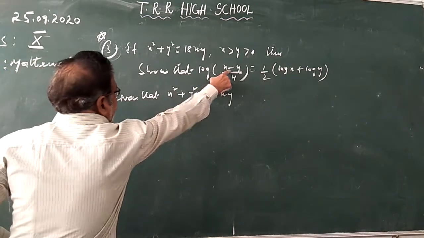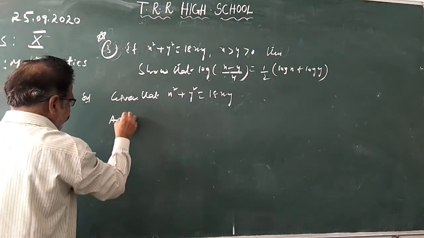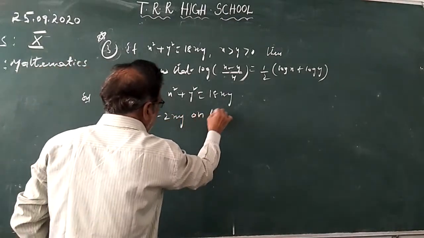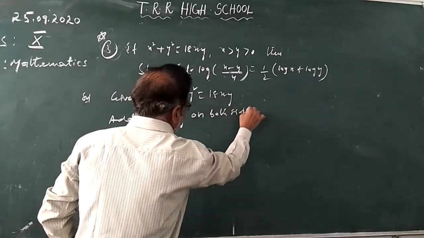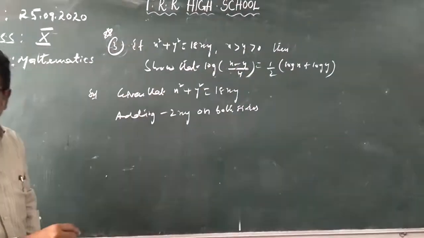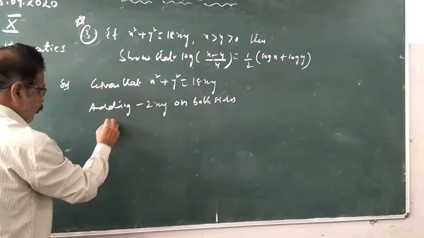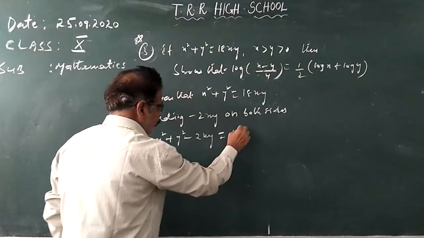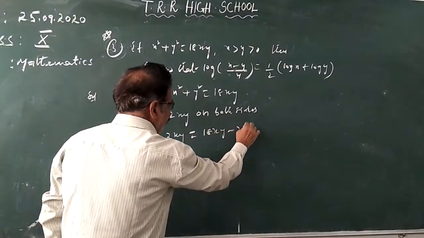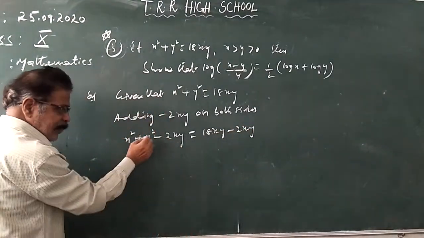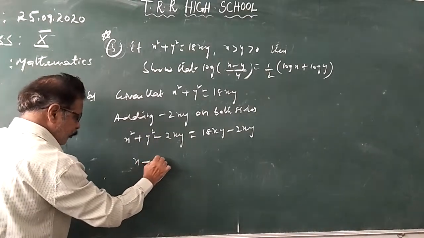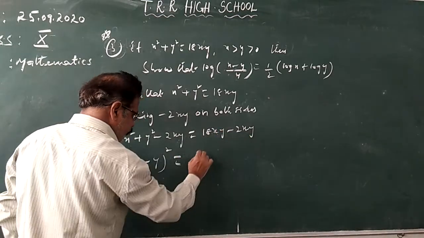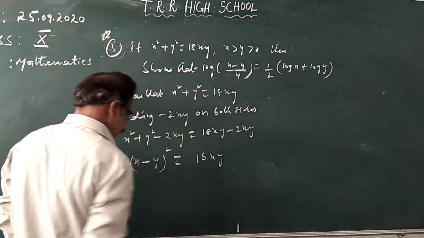Now, what do you have to add? Adding minus 2xy on both sides. Why should we add? To make it a perfect square. So x square plus y square minus 2xy equals 18xy minus 2xy. This is a square plus b square minus 2ab, so a minus b whole square. x minus y whole square equals 18xy minus 2xy, that is 16xy.